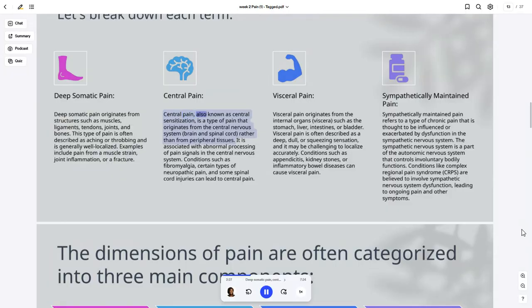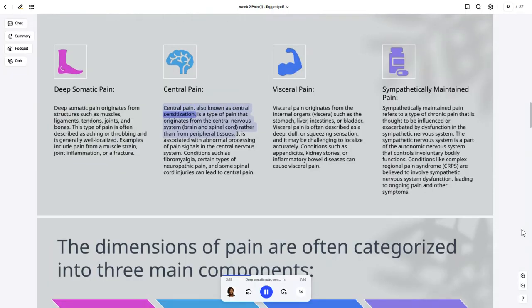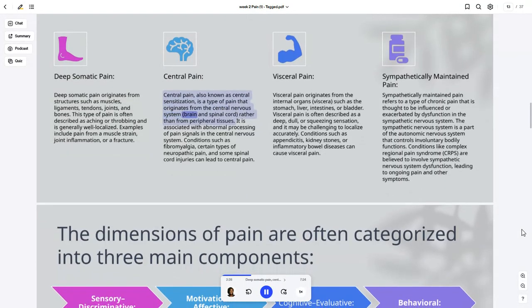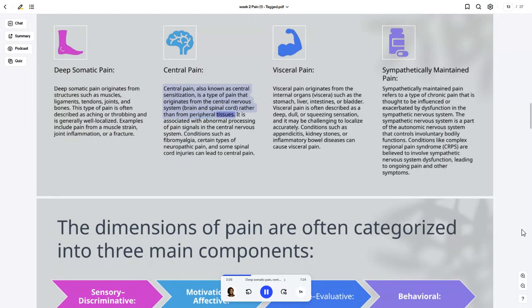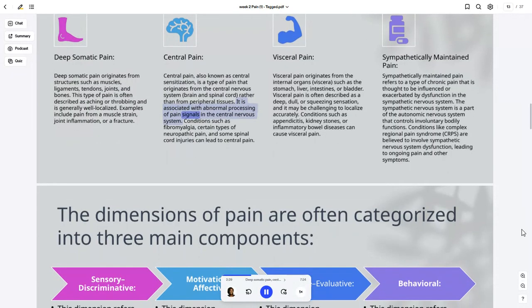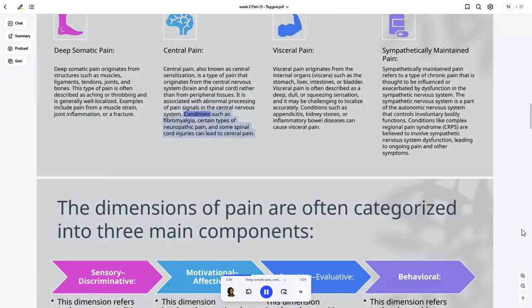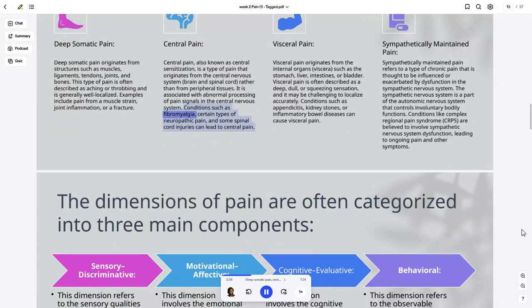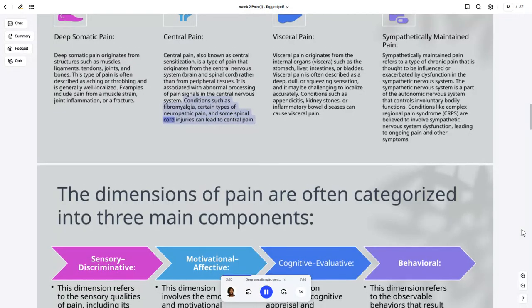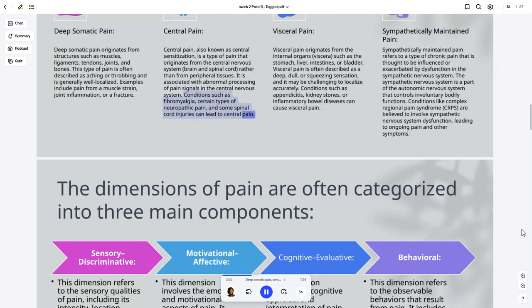Central pain, also known as central sensitization, is a type of pain that originates from the central nervous system, brain, and spinal cord, rather than from peripheral tissues. It is associated with abnormal processing of pain signals in the central nervous system. Conditions such as fibromyalgia, certain types of neuropathic pain, and some spinal cord injuries can lead to central pain.